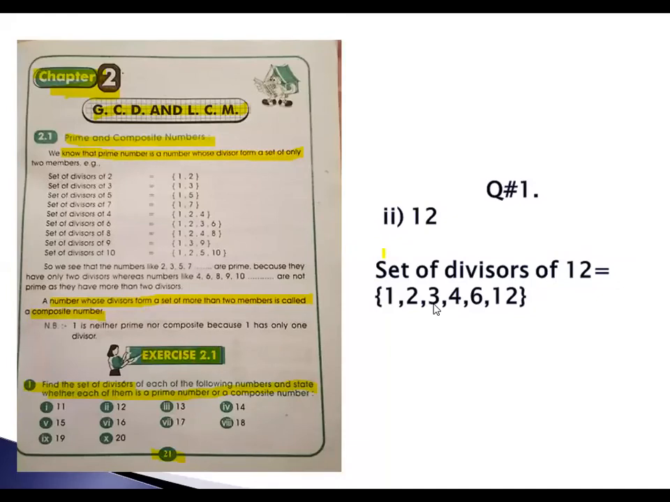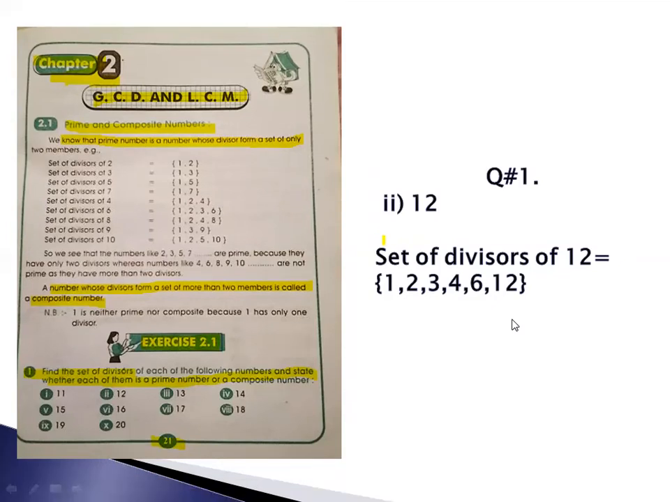But before it, I will solve this question. Since 12 has these divisors, that's why it will become a composite number. 1, 2, 3, 4, 6, 12 are the divisors of 12 and it has more than 2 divisors. That's why it is a composite number.